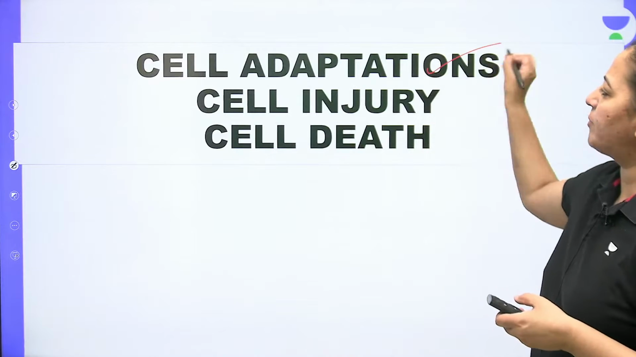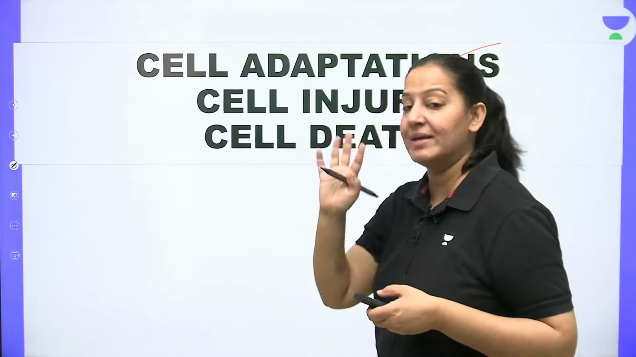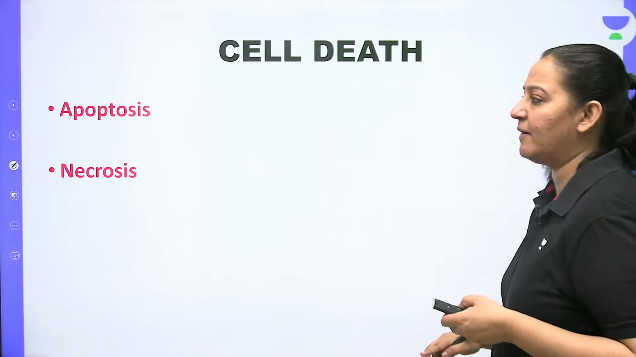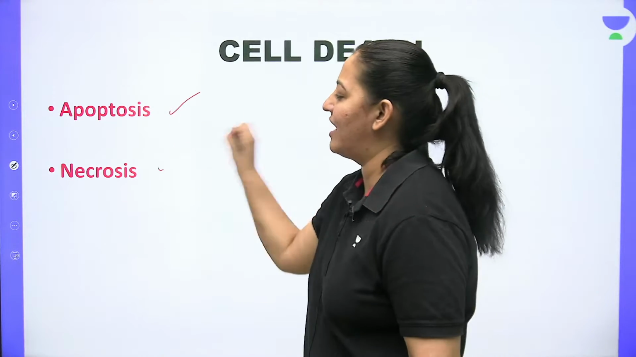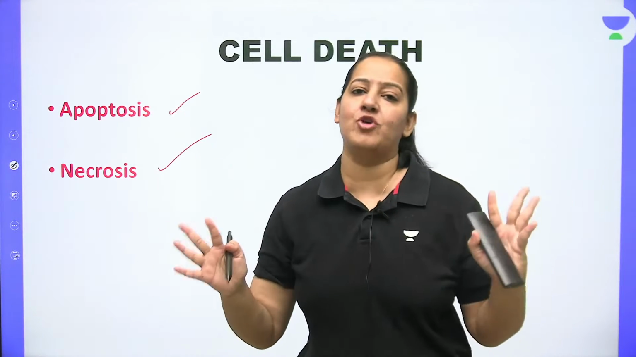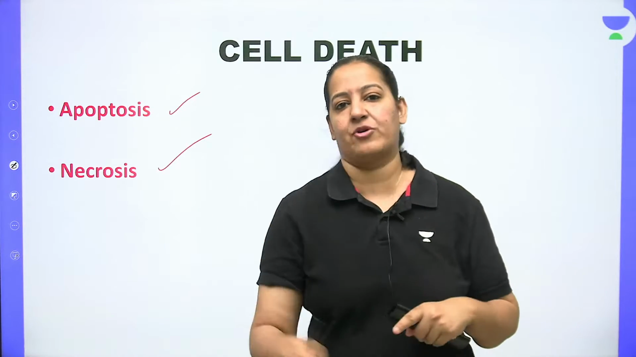I am done with cell adaptations. I am done with cell injury. Now it's time to study cell death. Cell death is of 2 types. What are the 2 types of cell death? Apoptosis and necrosis. So now I'm going to teach you 2 ultra important topics in this lecture: apoptosis and necrosis.